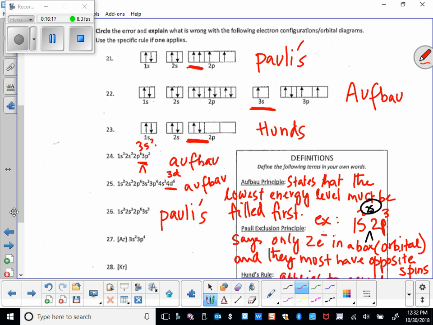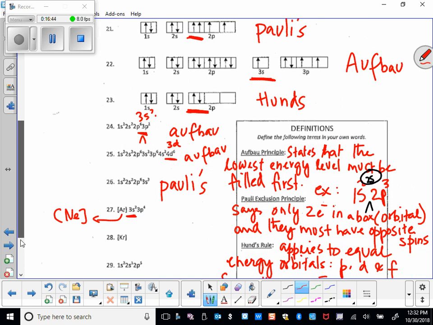So this one, it says argon. If you look at argon, what follows argon? It should have been 4s2. Or the noble gas, if it's 3s2, what should the noble gas have been? It should have been neon. This isn't any rule, it's just that the noble gas configuration is written incorrectly. Does that make sense?